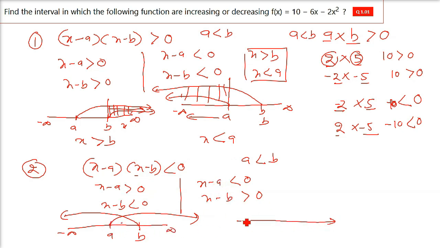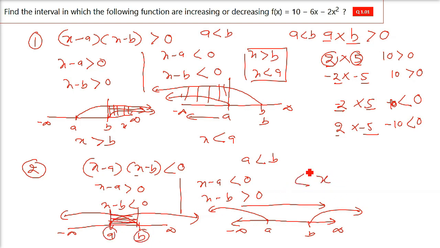x minus a is less than 0 and x minus b is greater than 0. So we have this number line. We have this minus infinity to infinity, and x minus a less than 0 means anything which is less than a, all the values less than a, and anything which is greater than b. So we always take the common point. So what is the common point here? If you combine this, only values which are between a and b are the solution for all this, right? In the first part we saw x greater than b and x less than a is the common solution.